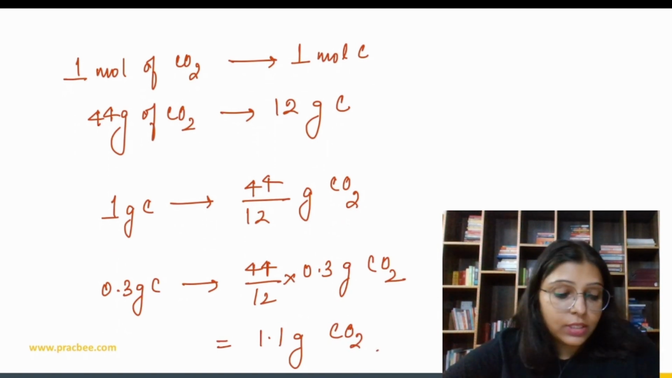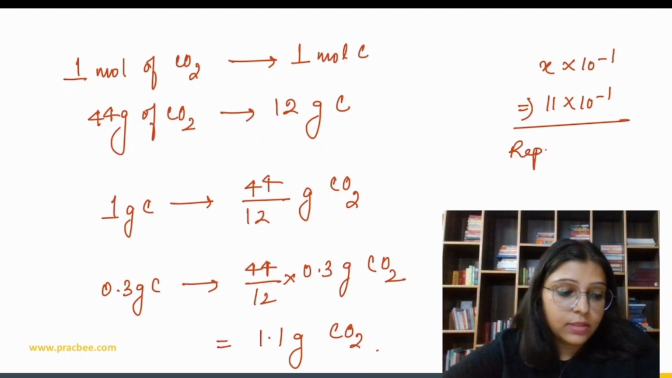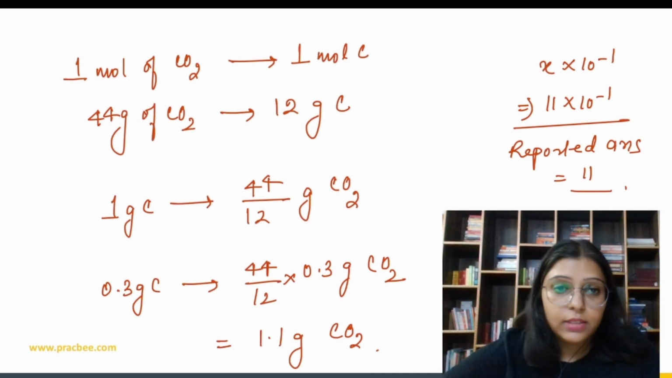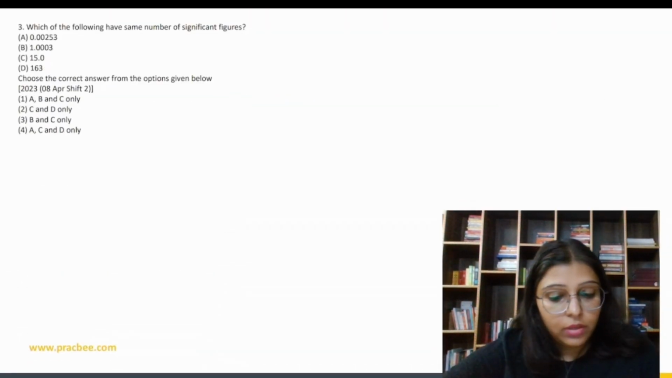We have to report this answer in terms of x into 10 to the power minus 1. So we can say 11 into 10 to the power minus 1. So the reported answer is going to be 11. Clear? That's it. Now let's do the next question.